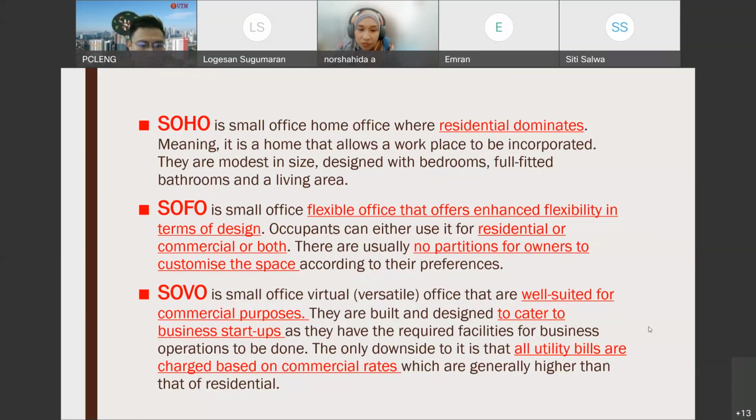Okay, and then we have Solo. Solo is a small office, virtual or versatile office that are well suited for commercial purpose. They are built and designed to cater to business startups as they have the required facilities for business operations to be done. The only downside to this is that all utility bills are charged based on commercial rate, which are generally higher than residential.